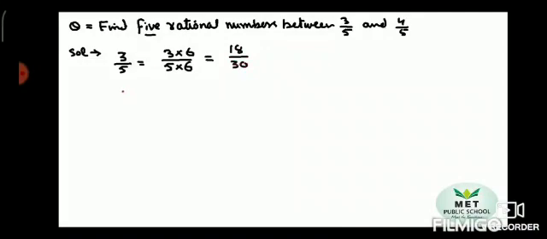Now let us take the second number, which is 4 by 5. Here also you follow the same step of multiplying both numerator and denominator by 6. 4 sixes are 24 and 5 sixes are 30. So now you have to calculate the rational numbers between 18 by 30 and 24 by 30.